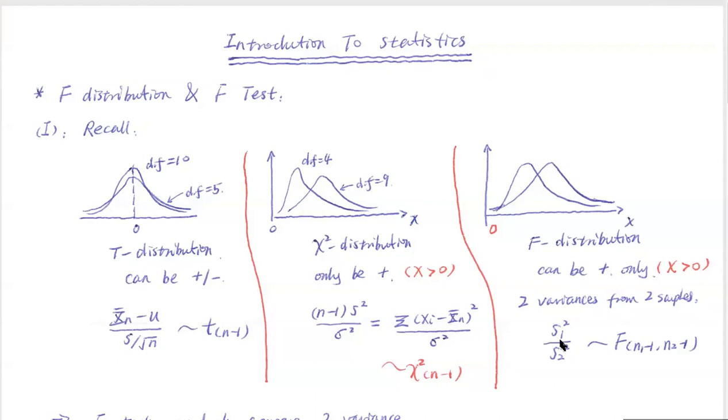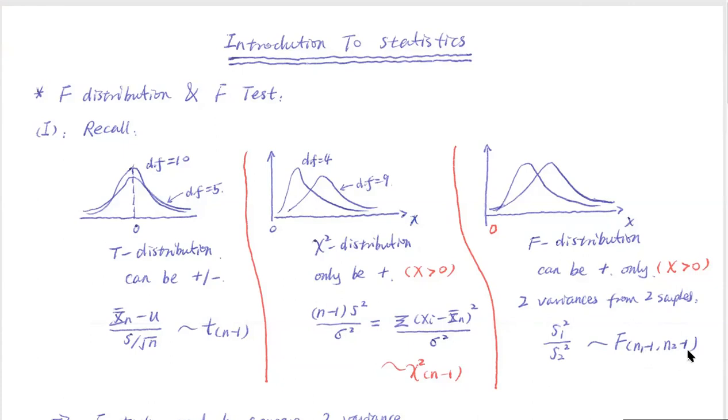S1 square divided by S2 square. If it's bigger than 1, then we know S1 square is bigger than S2 square. So in other words, the F distribution is trying to study which of those two variances is bigger. The very special part here is the degrees of freedom. You have two samples, so you have N1 and N2. So you have N1 minus 1 and N2 minus 1.